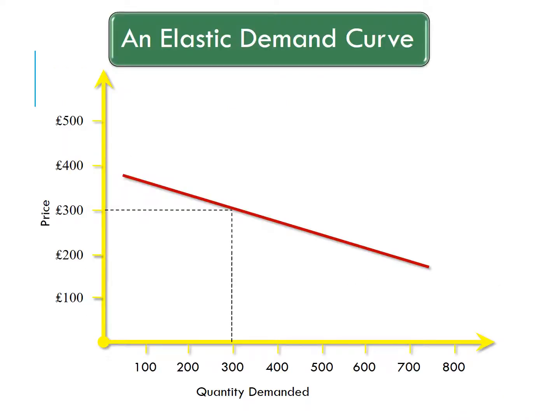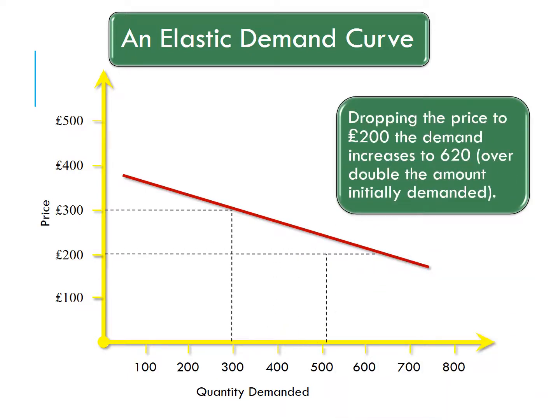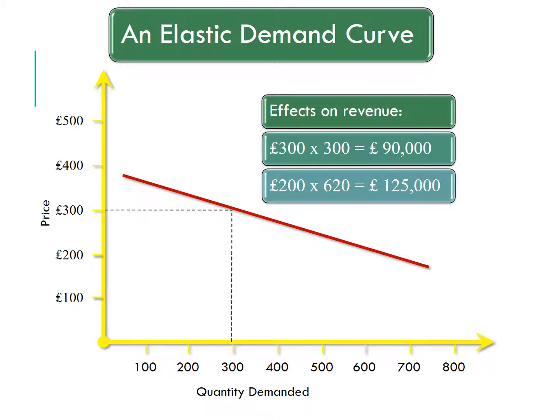So here we have an elastic demand curve because the change in price leads to quite a big increase in demand. So the change in demand is bigger than the change in price, an elastic demand for this product. Now what we can do is have a look at the impact that would have on the revenue for a business. Now here originally, if they're selling at £300 and they sell 300, they would have a revenue of £300 times 300, £90,000. Now what happens if they drop their price to £200?